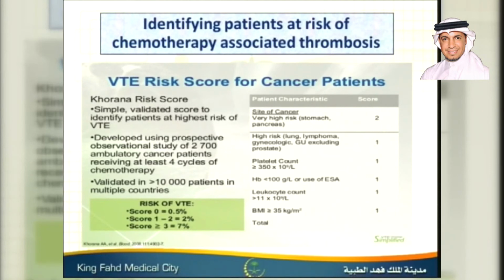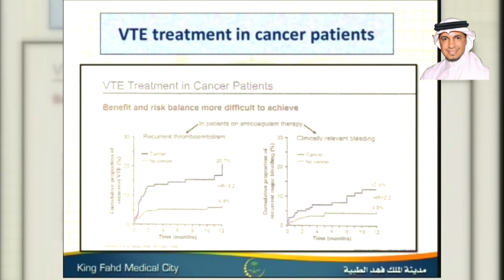This is for ambulatory patients. This I already mentioned. It depends on high-risk sites: lung, lymphoma, gynecologic, genitourinary excluding prostate, plus platelet count, hemoglobin, leukocyte count, and obesity. And very important, if you stop anticoagulation in patients who have cancer, the risk of recurrence is very high, 20% compared to patients who have no malignancy, and the benefit outweighs the risk of bleeding or clinically relevant bleeding.